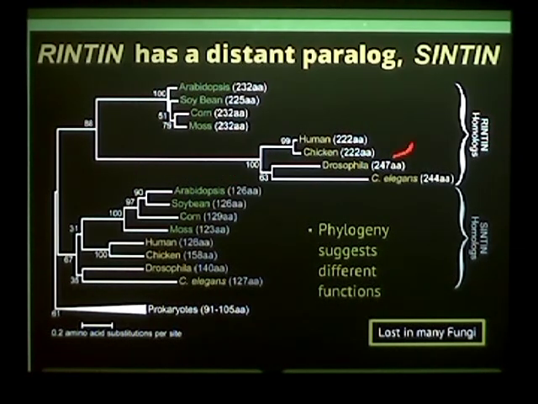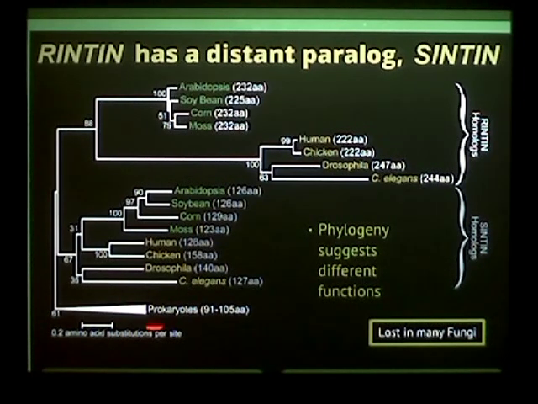So this phylogeny, with all of these clustering together and all of these clustering together, would suggest that the eukaryotic common ancestor had both a rintin gene and a syntin gene, and that these organisms that have descended from the eukaryotic common ancestor have been maintaining both of them. So our best bet would be that they probably have at least somewhat different functions for them both to be maintained for so long, but perhaps a related function.